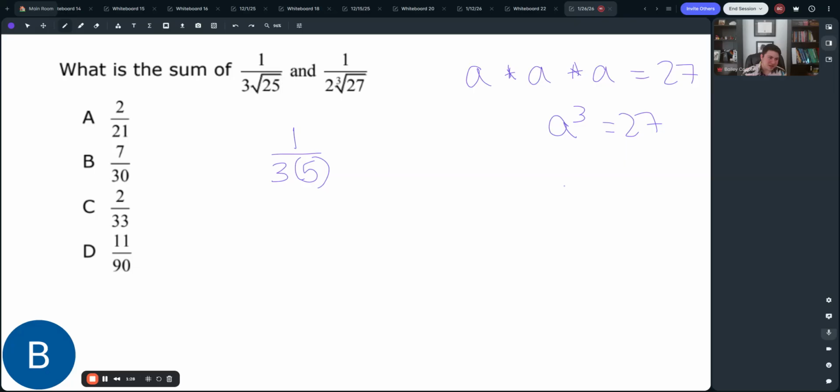27 is small enough. We can kind of guess and check at this point if you don't know your perfect cubes off the top of your head. We can try 1. 1 times 1 times 1 is 1, so that's not going to be it. We can try 2. 2 times 2 is 4. Times 2 again is 8, so not quite. We can try 3. 3 times 3 is 9. Times 3 again is 27. Hey, there we go. So the cube root of 27 is 3.